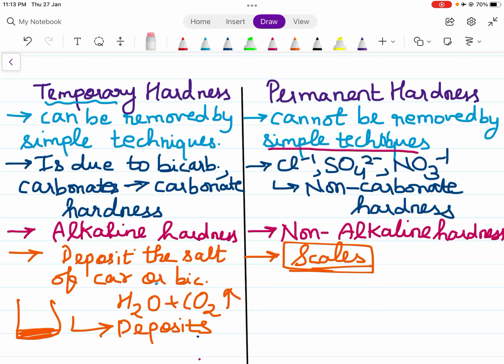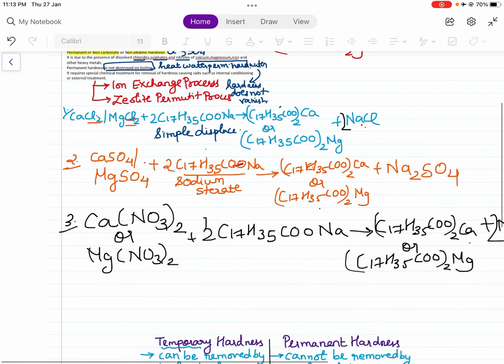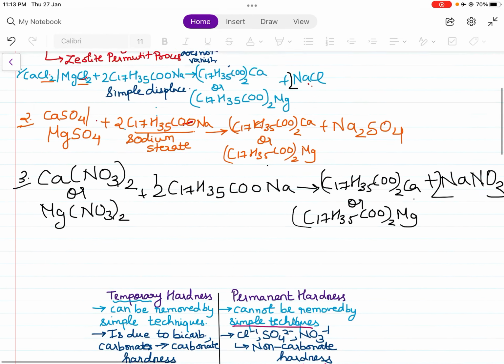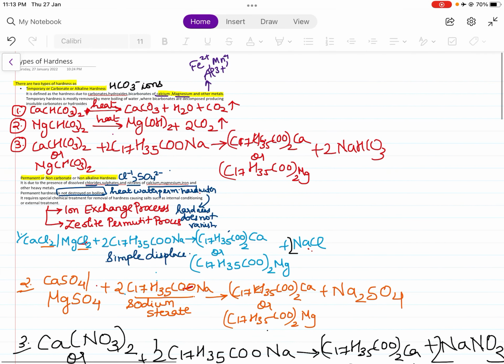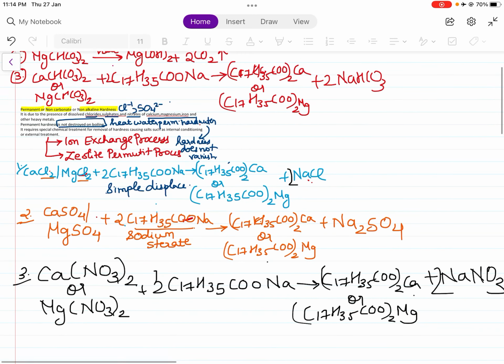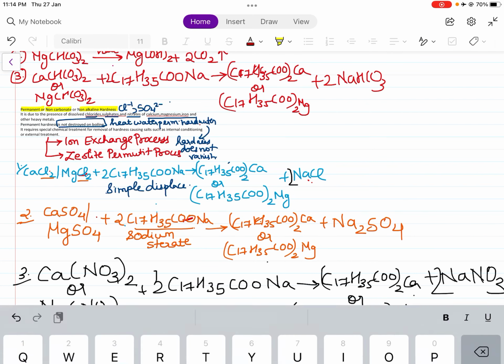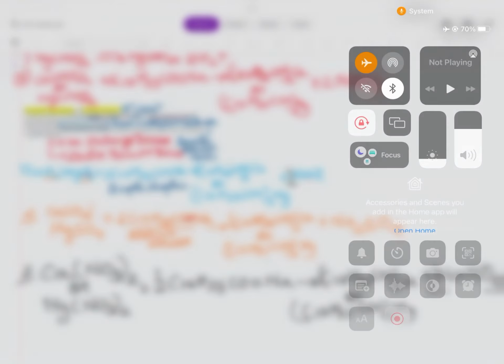Clear about this? Okay, so let's see what we have done. We have done the difference. We have also done what is permanent or non-carbonate hardness, and what is temporary or carbonate hardness. The reactions: calcium bicarbonate, calcium carbonate, magnesium bicarbonate, magnesium hydroxide, then how they react with sodium stearate. Again, calcium chloride, we saw calcium sulfate, calcium nitrate, magnesium chloride, magnesium sulfate, magnesium nitrate.